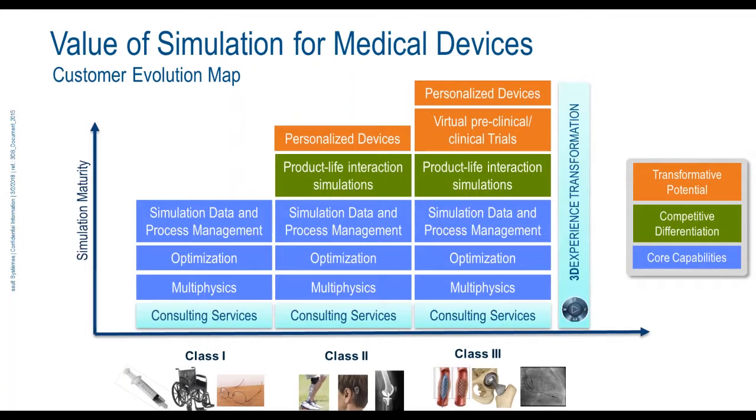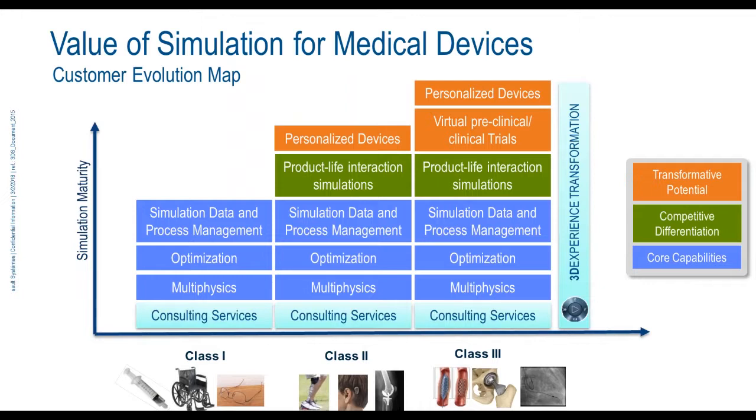On the horizontal axis here, we can place makers of class 1, 2, and 3 medical devices. For those of you who may not be familiar with this terminology, class 1 devices include low-risk products such as syringes, wheelchairs, reading glasses, and so on. Class 2 medical devices include contact lenses, cochlear implants, orthopedic screws, etc. And class 3 devices are high-risk medical products such as pacemakers, coronary stents, heart valves, and so on, where device performance is critical. And the vertical axis here indicates the degree of simulation maturity in these companies.